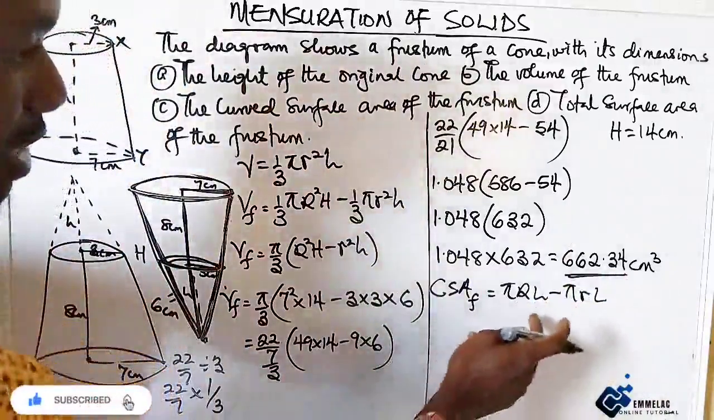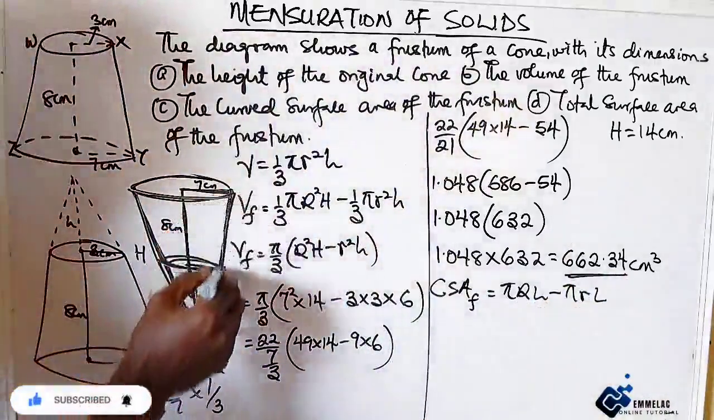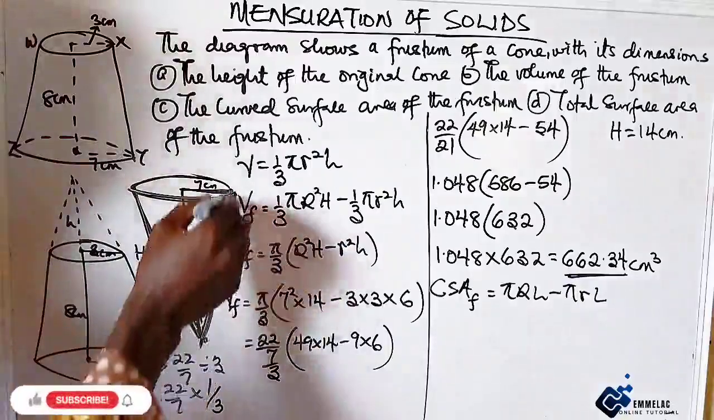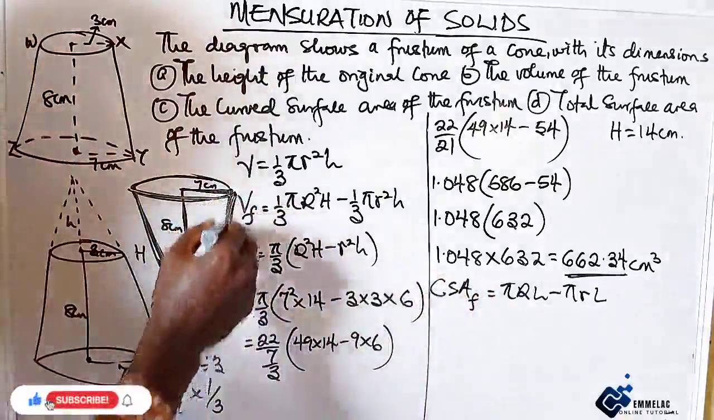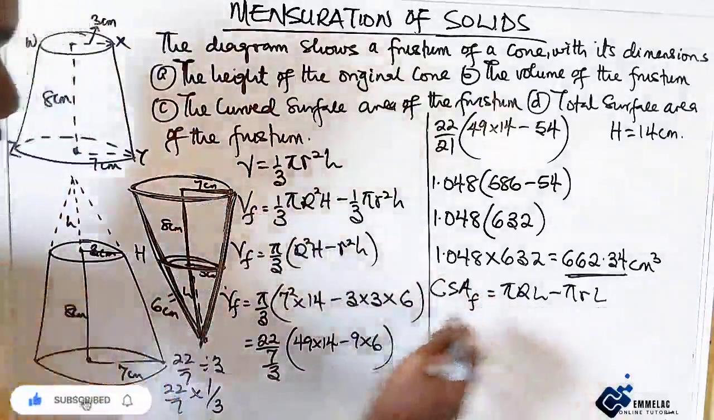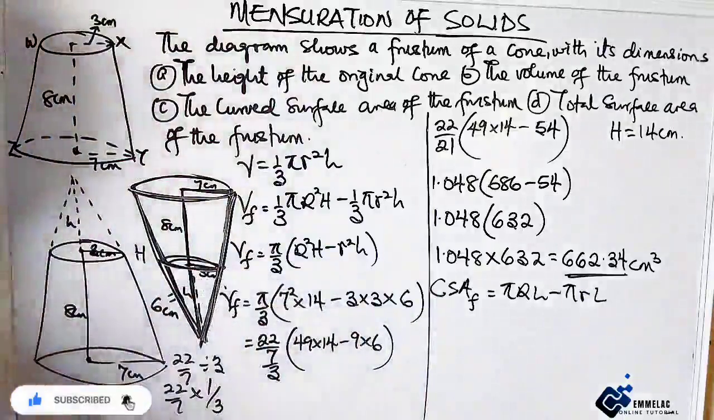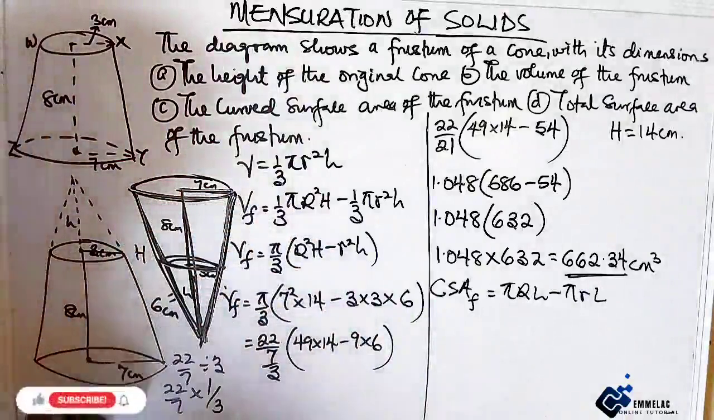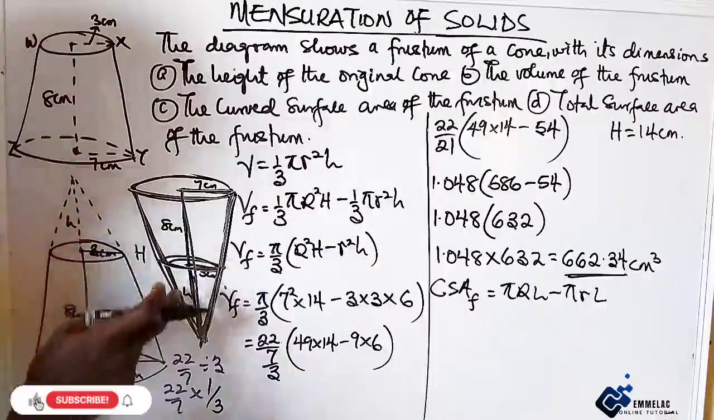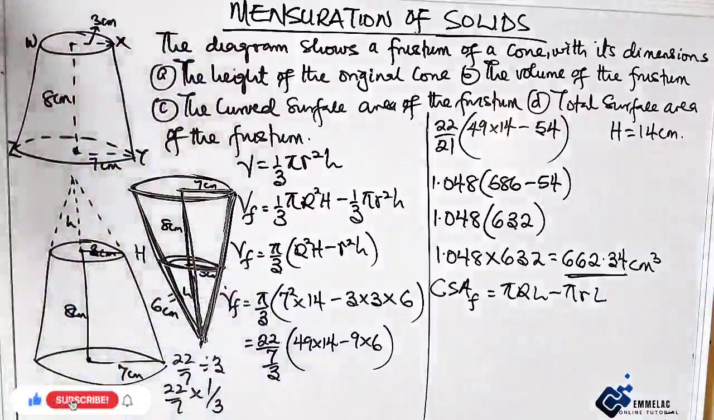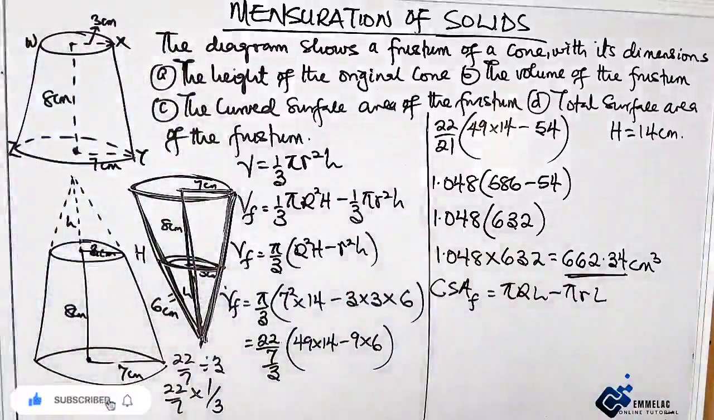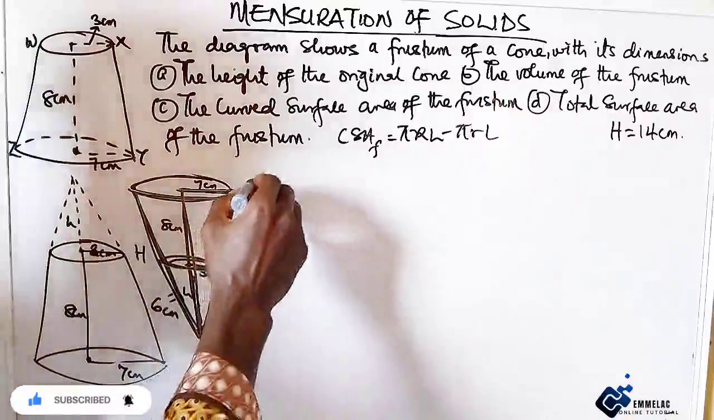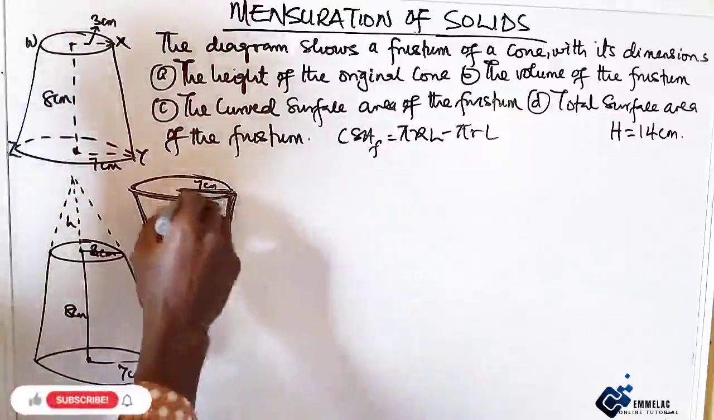Now this is the slant length. So for this bigger one here, it is from here to here, and for the smaller one, that is from here to here. And if you take a look at this now, from here to here, this is a right angle triangle. So let me quickly bring this diagram out.